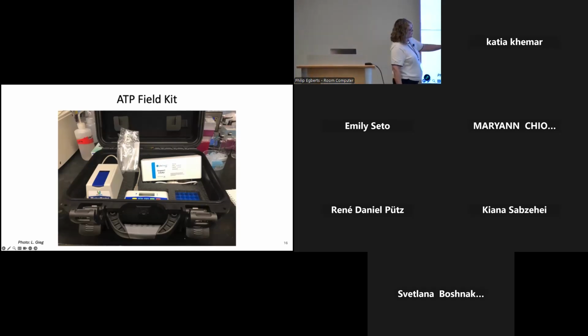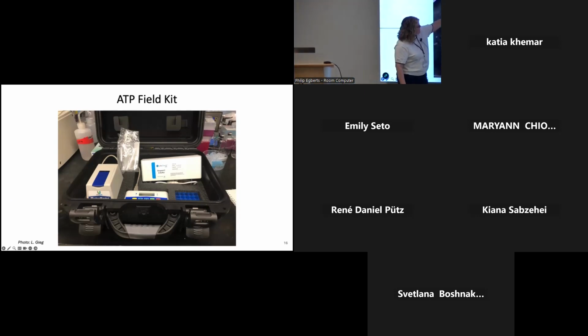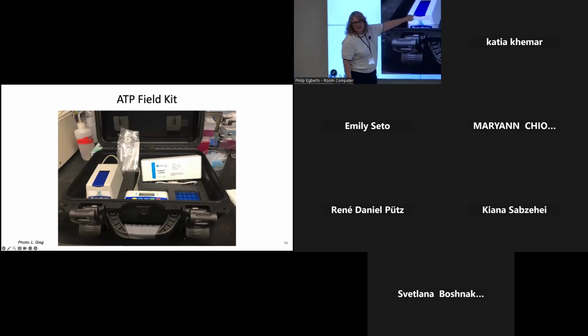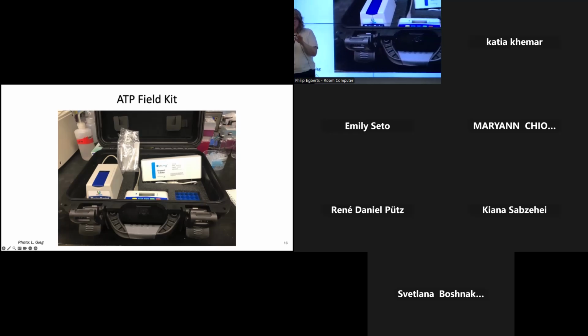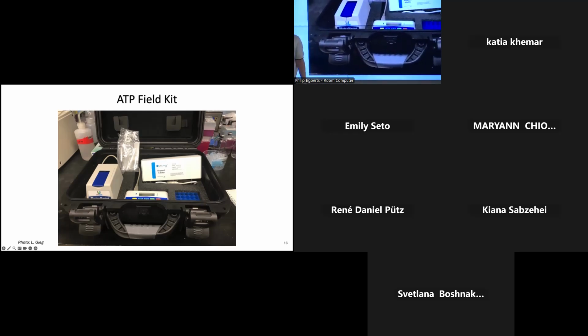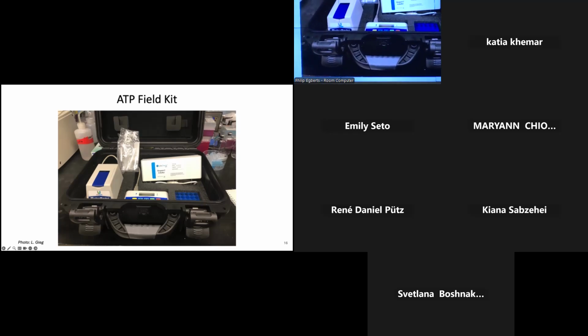So this little thing here is the luminometer. You're going to be preparing a sample and reading it in one of these. Then we're going to enter your values into a spreadsheet, and it will tell you how many cells you have in the sample.